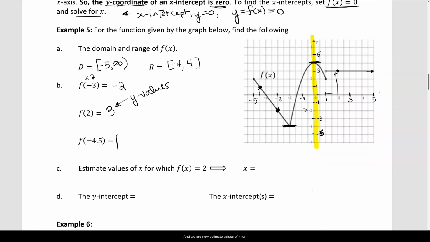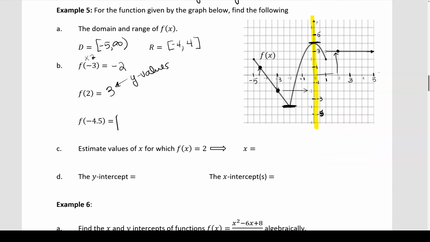And we are to now estimate values of x for which f of x equals 2. So we are estimating x. We were given y. So now along the y-axis, we find y equals 2. And we have two x values where y equals 2. If I go to the right, we have an x value of 1. And if I go to the left, we have an x value of -1.